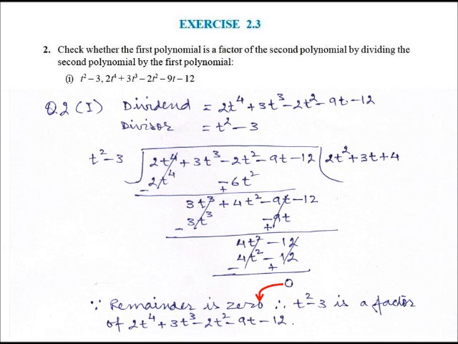Because remainder is 0, therefore t square minus 3 is a factor of t to the power 4 plus 3t cube minus 2t square minus 9t minus 12.